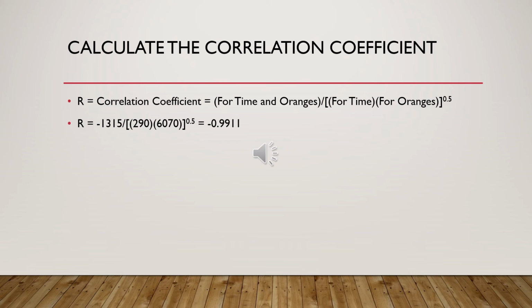The closer the value is to negative 1 or plus 1, the stronger is the association between the independent variable, time, and the response, which is the number of oranges left in the refrigerator. Please note here that a strong correlation does not necessarily mean causation.